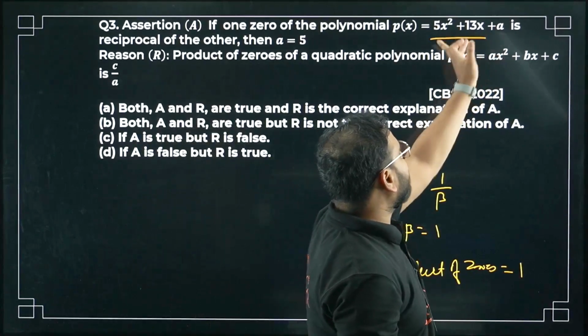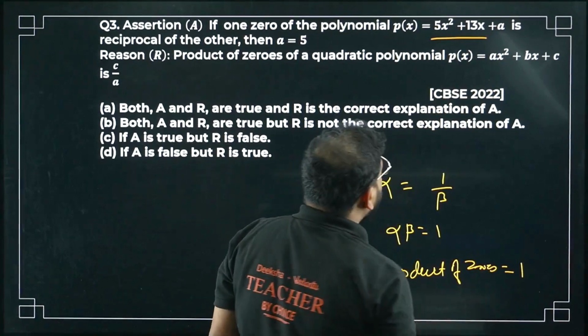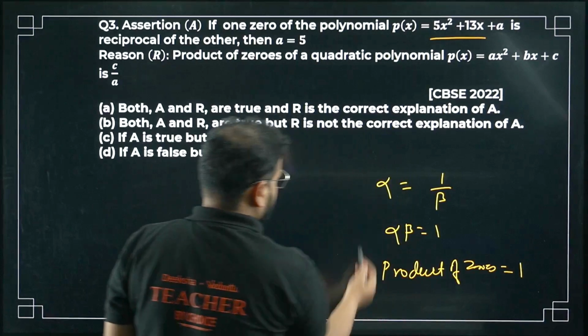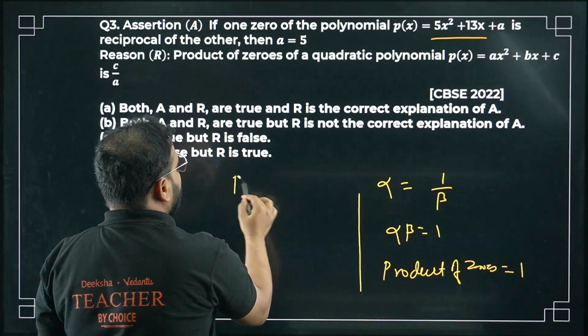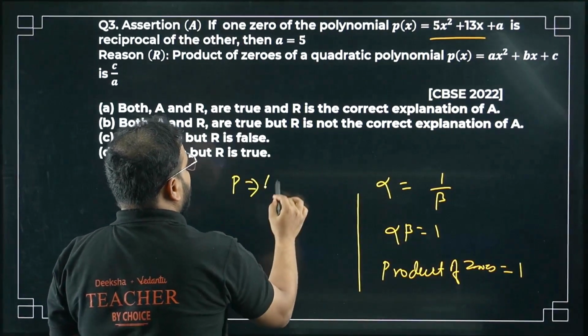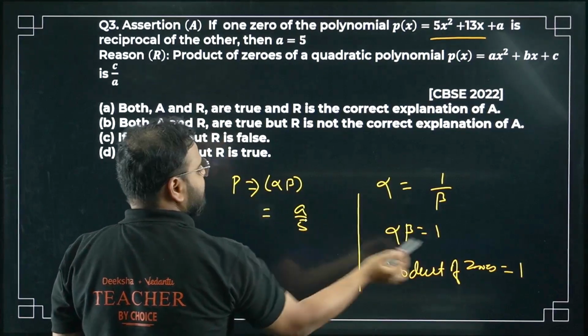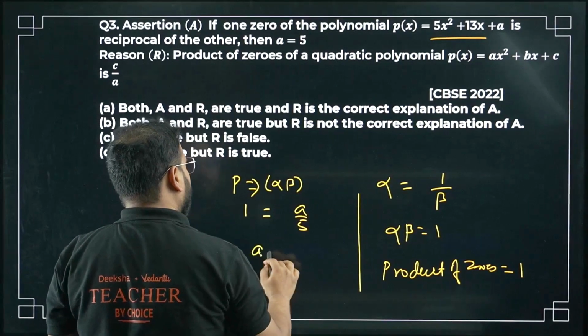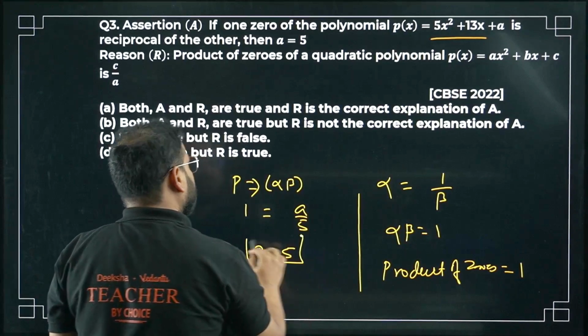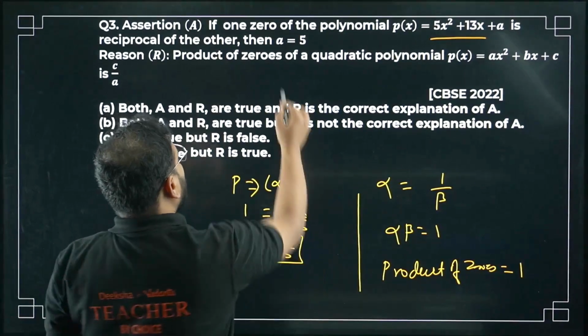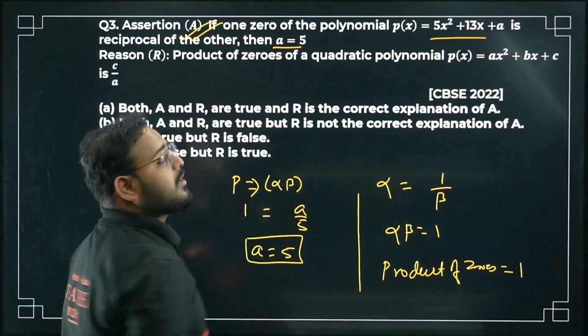We already have the product from here. Please check, c by 5. What is c in this case? It is a. So the product alpha into beta is given by a by 5, and that is given here as 1, which will make this value a equals to 5. I think then the assertion is correct. A equal to 5, correct. Assertion is right. Let's look at the reason now.